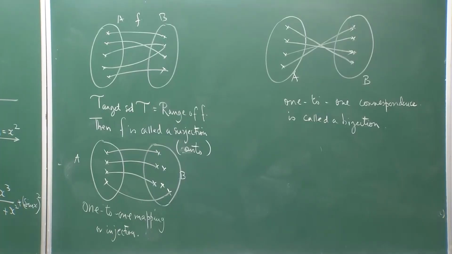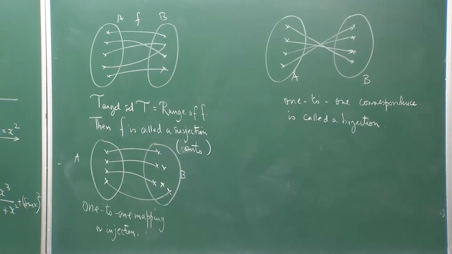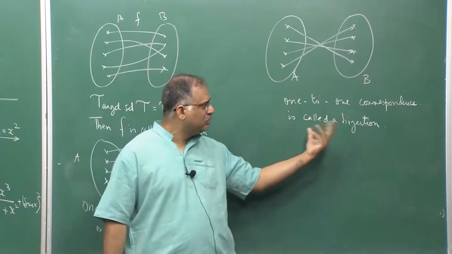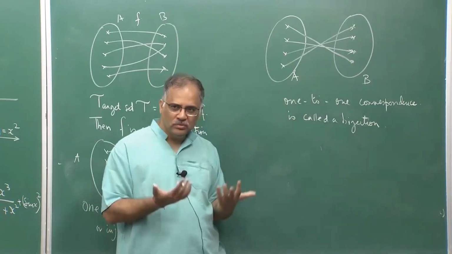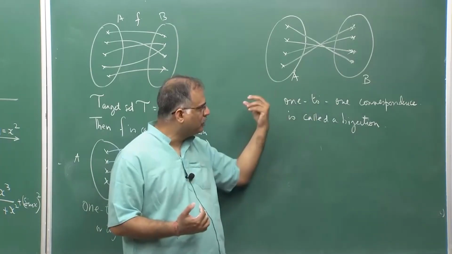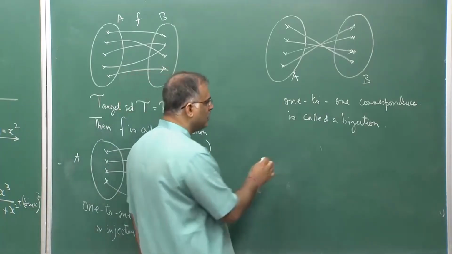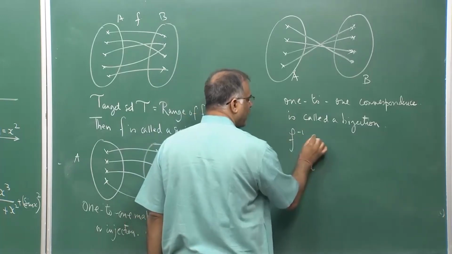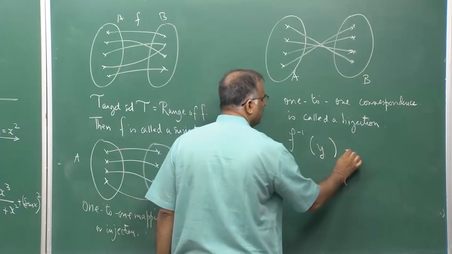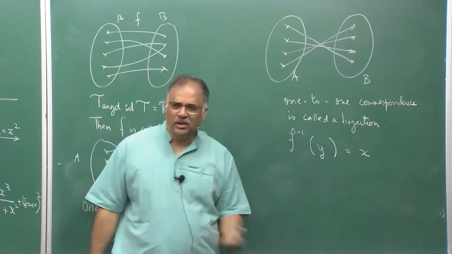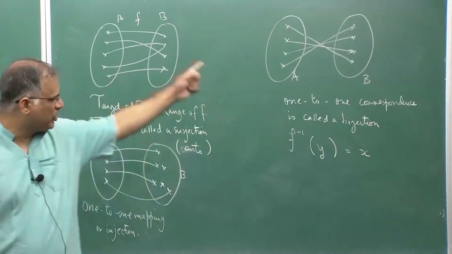Now, once this has been done, these basic ideas are there. This bijection tells me that I should be able to get some more idea about the function, that this allows me to construct something called the inverse function. That is, f inverse which acts on y and gives me back an x. This inverse function is possible if you have a bijection.